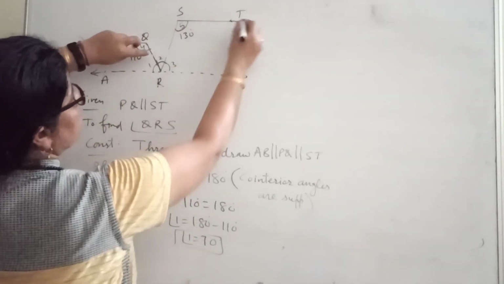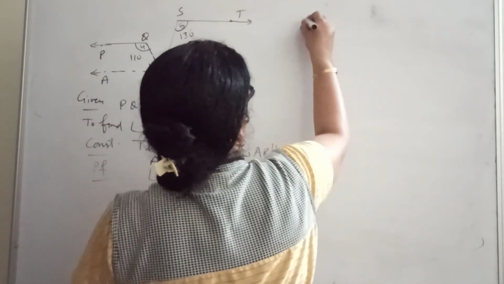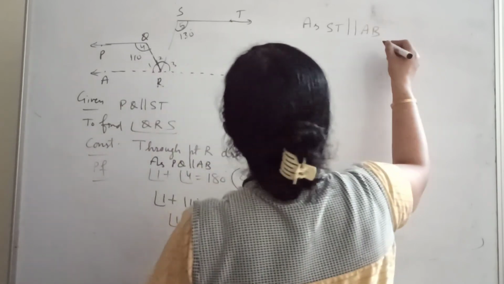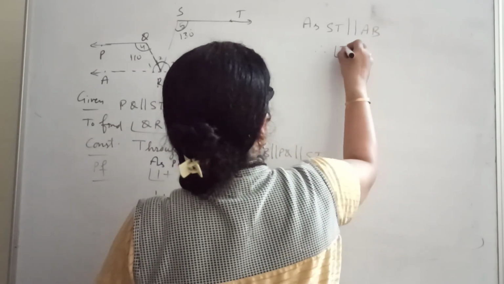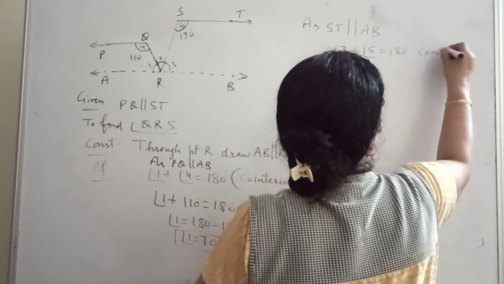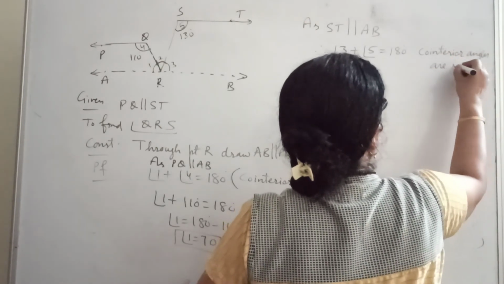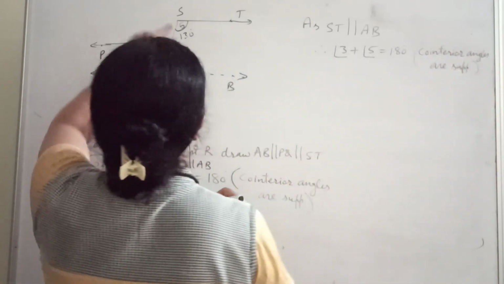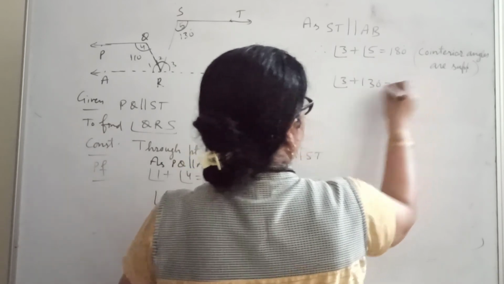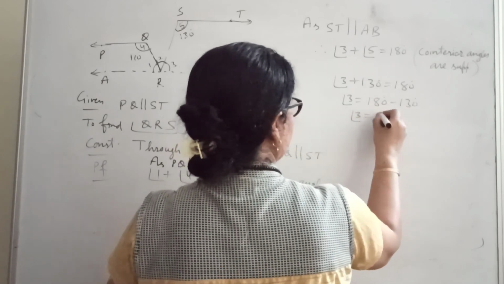Now similarly see, these lines are parallel. This is transversal, so their sum is also 180 degree. As ST parallel to AB, therefore angle 3 plus angle 5 is 180 degree. Co-interior angles are supplementary. Now what is the measure of angle 5? 130 degree. So angle 3 is equal to 180 minus 130, that is 50 degree.